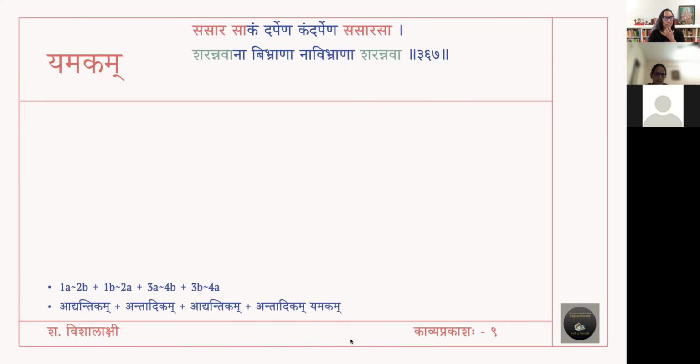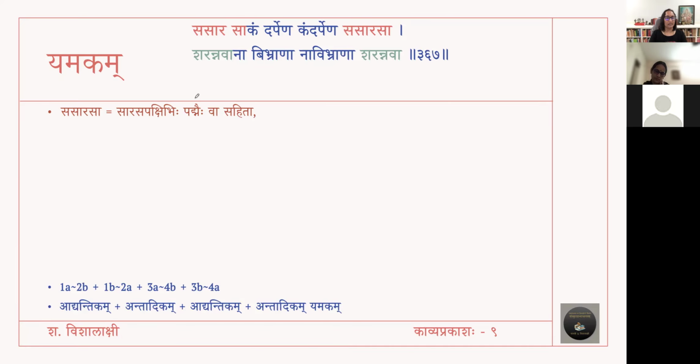Okay. Now the next one is Sasarasakam Darpena, Kandarpena Sasarasa, Sharannavana Bibhrana, Navibhrana Sharannava. This is the next shloka he gives. So this is Adyantikam, Antadikam, Adyantikam and Antadikam. The middle portion is also Yamakam here. This is a padyam that is there in Rudrata Alankara, which describes the Sharadrutu.